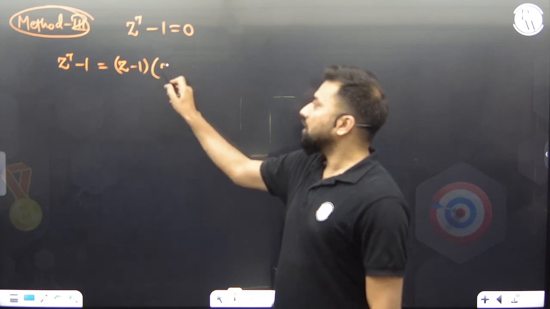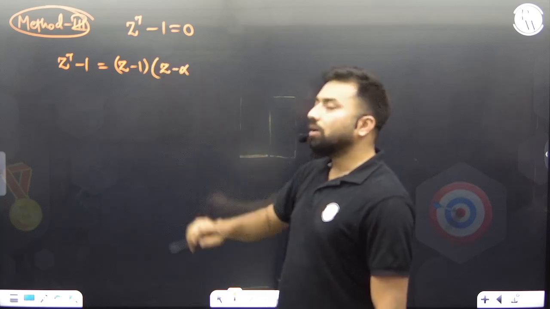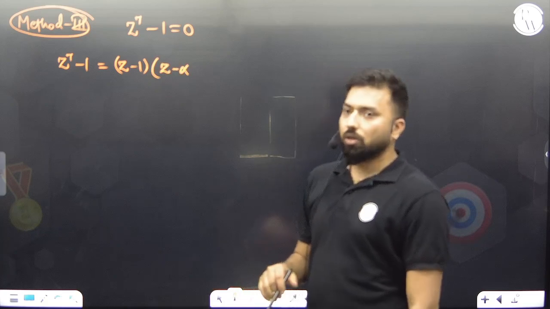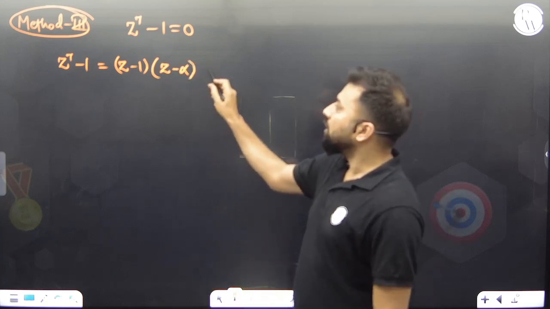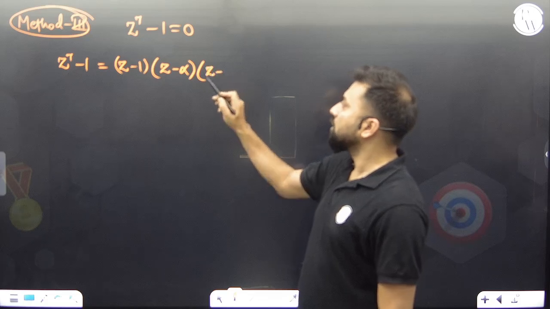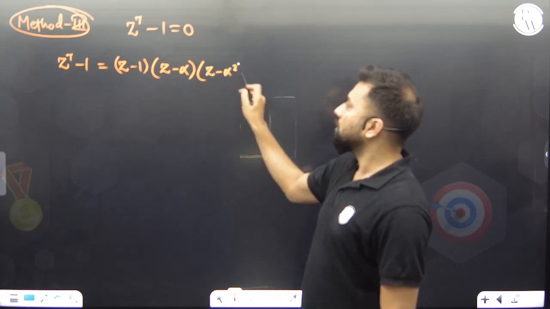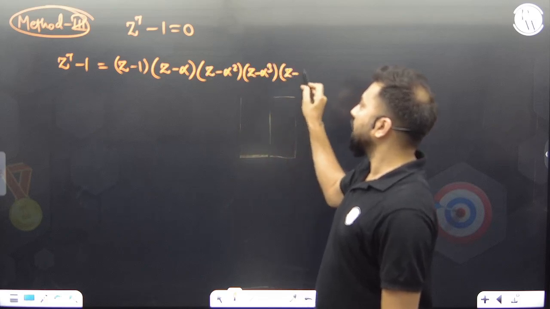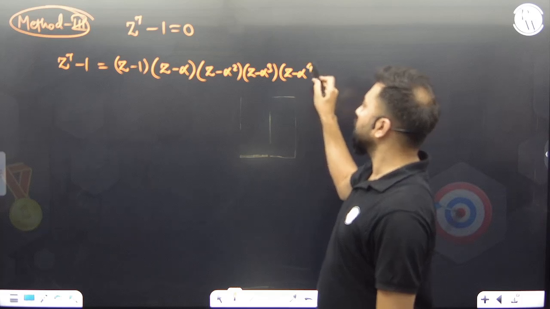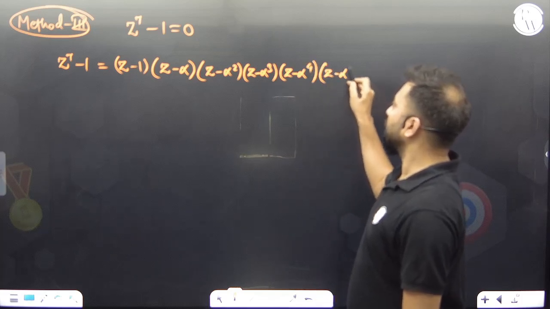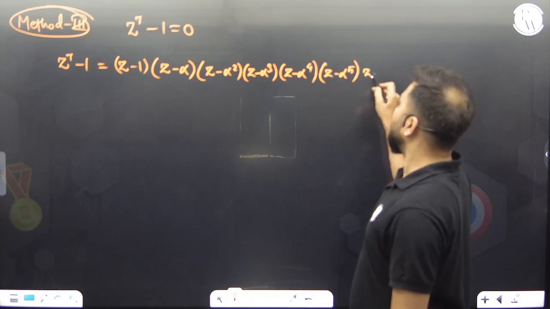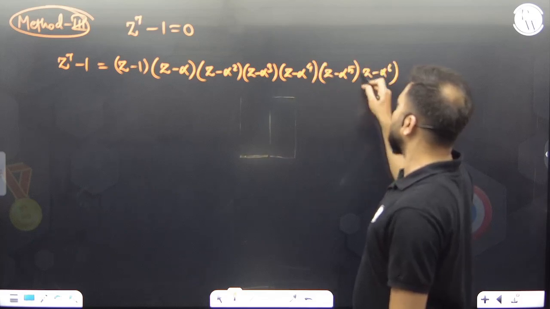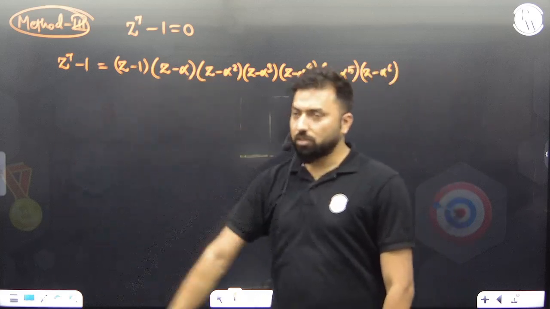Let's say the second factor would be z minus alpha, where alpha is the 7th root of unity of 1. Now similarly, I can write z minus alpha square, z minus alpha cube, z minus alpha raised to the power 4, z minus alpha raised to the power 5, z minus alpha raised to the power 6. These are the factors.